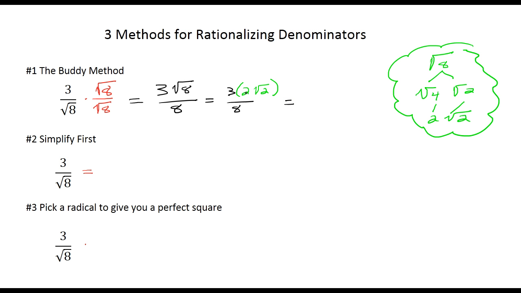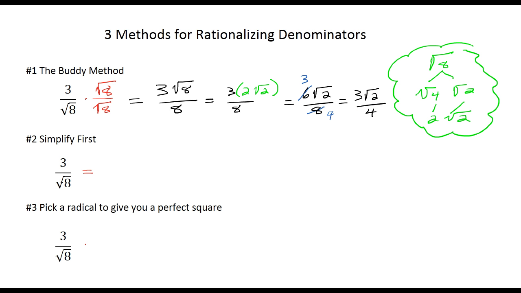Now you can do one of two things. You can see that you can cancel the 2 and the 8 right away, or you can go ahead and multiply it and then do your canceling. Because I can say 2 goes in here 3 times, 2 goes in here 4 times, and so my final answer is 3 radical 2 over 4.